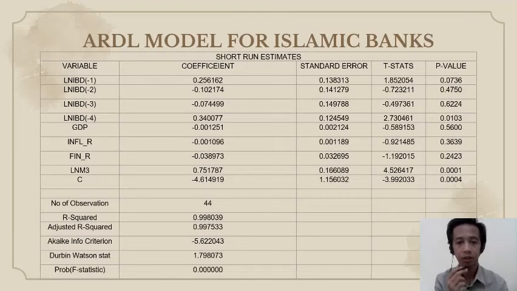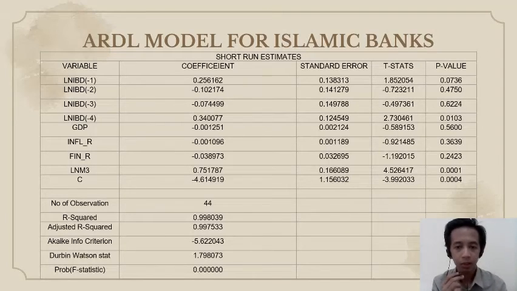And for the short-run estimate for the ARDL model for Islamic banks, we can see that the fourth lag period of total saving deposit of Islamic bank has a positive significance on itself, but the first, second, and third lags are not significant. GDP, inflation rate, and financing rate are not significant to the dependent variable, and the money supply is positively significant for the total saving deposit of Islamic banks.